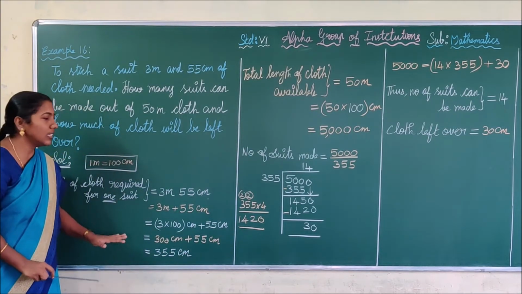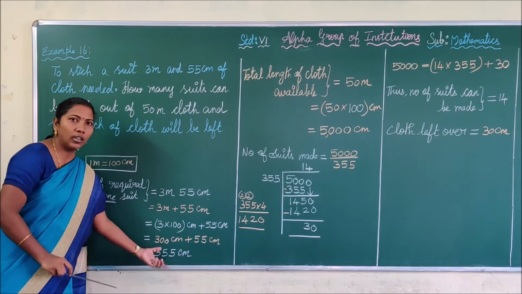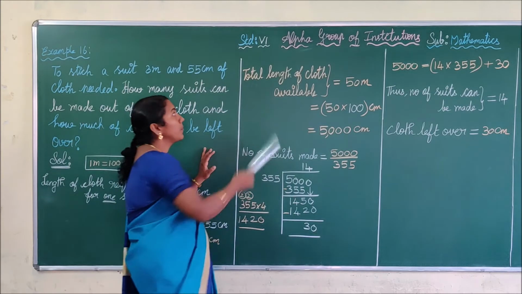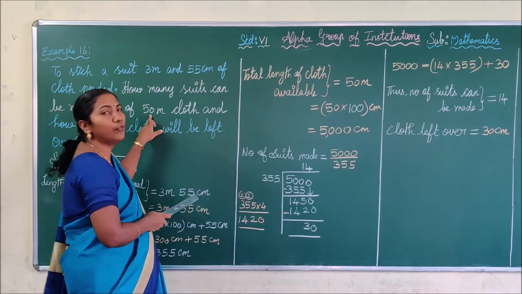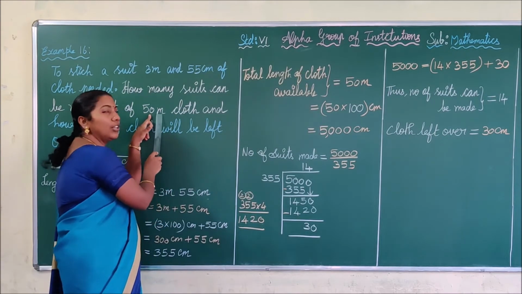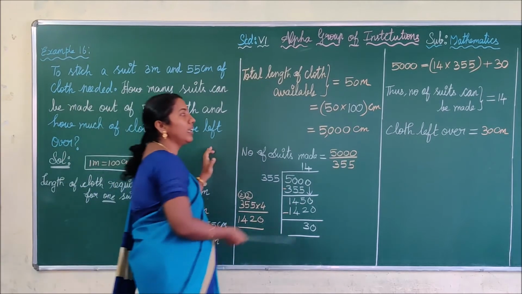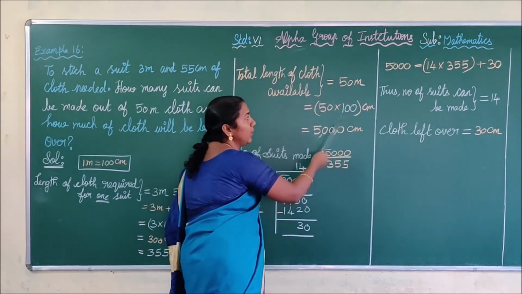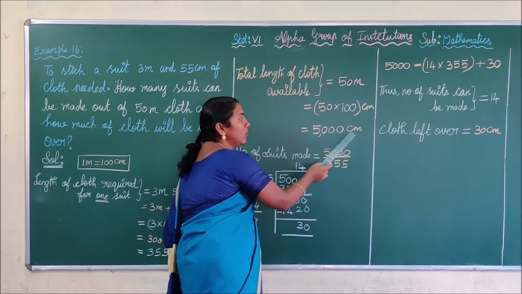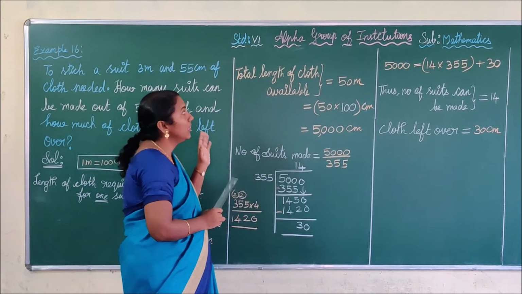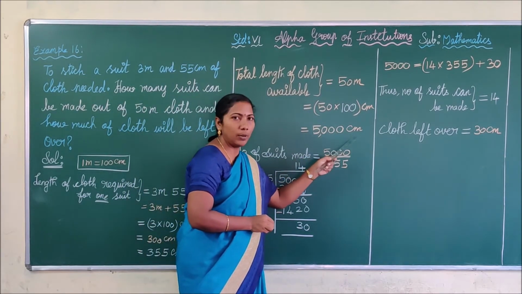So far we just converted the given value into centimeter only. Now we are going to do the sum. Okay. Total length of cloth available. What is the total length of cloth available? 50 meter. Here also it is in the unit of meter. So you have to convert this into centimeter by multiplying by 100. That is 50 into 100. Write this meter as centimeter. You get 5000 centimeter. Thus, the total length of the cloth available is 5000 centimeter.